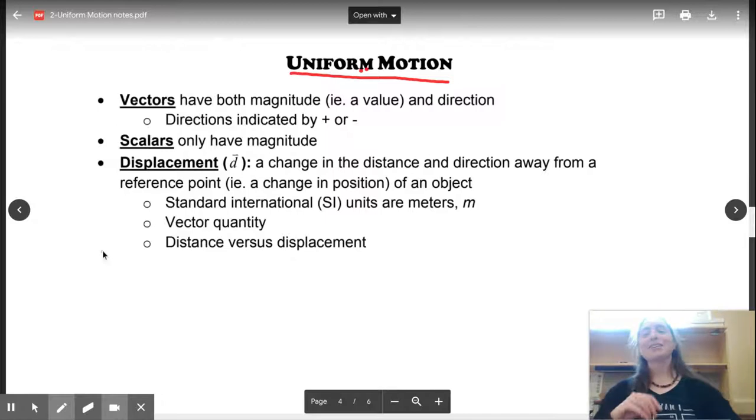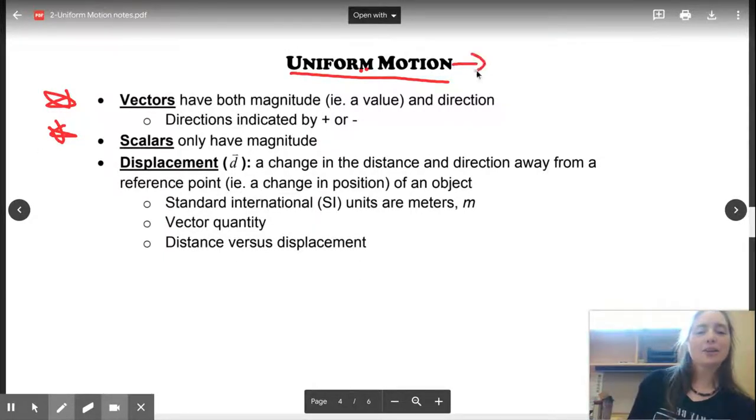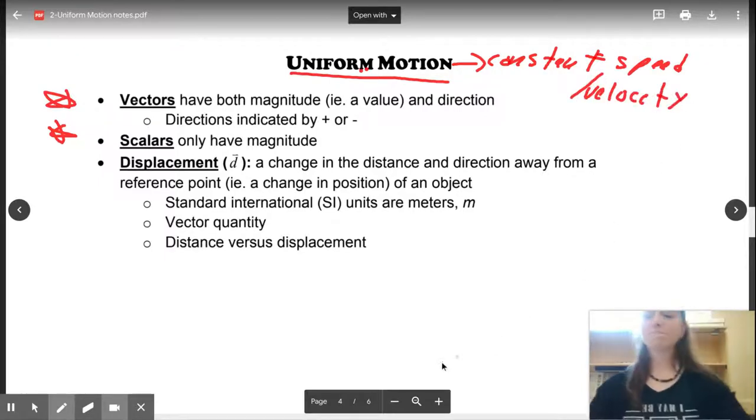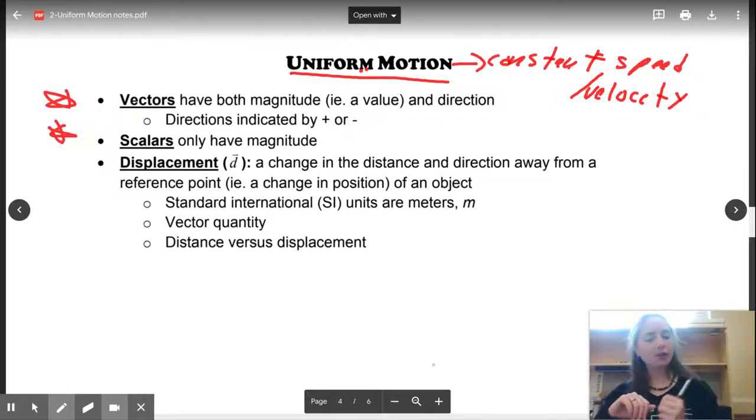All right. So these, ladies and gentlemen, are very, very important terms here. You guys probably remember these from last year. So let's actually make a note here. For this one, constant speed/velocity. Okay? So, ladies and gentlemen, we've got 2 vocabulary words you need to memorize, and it's vital.